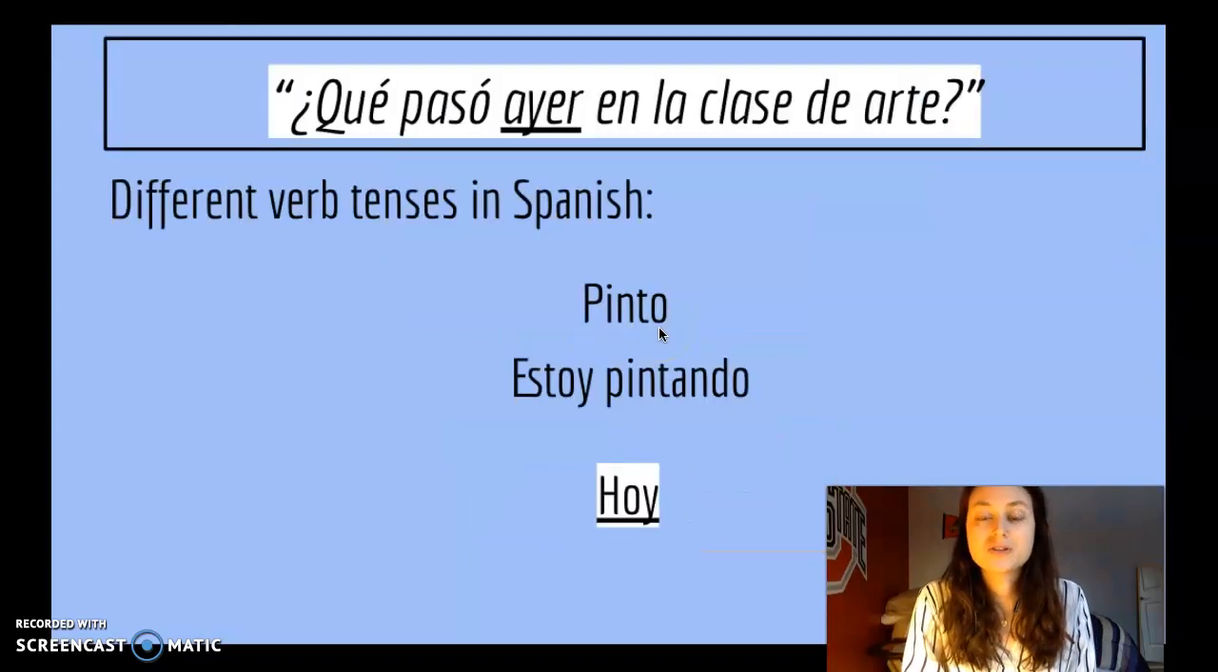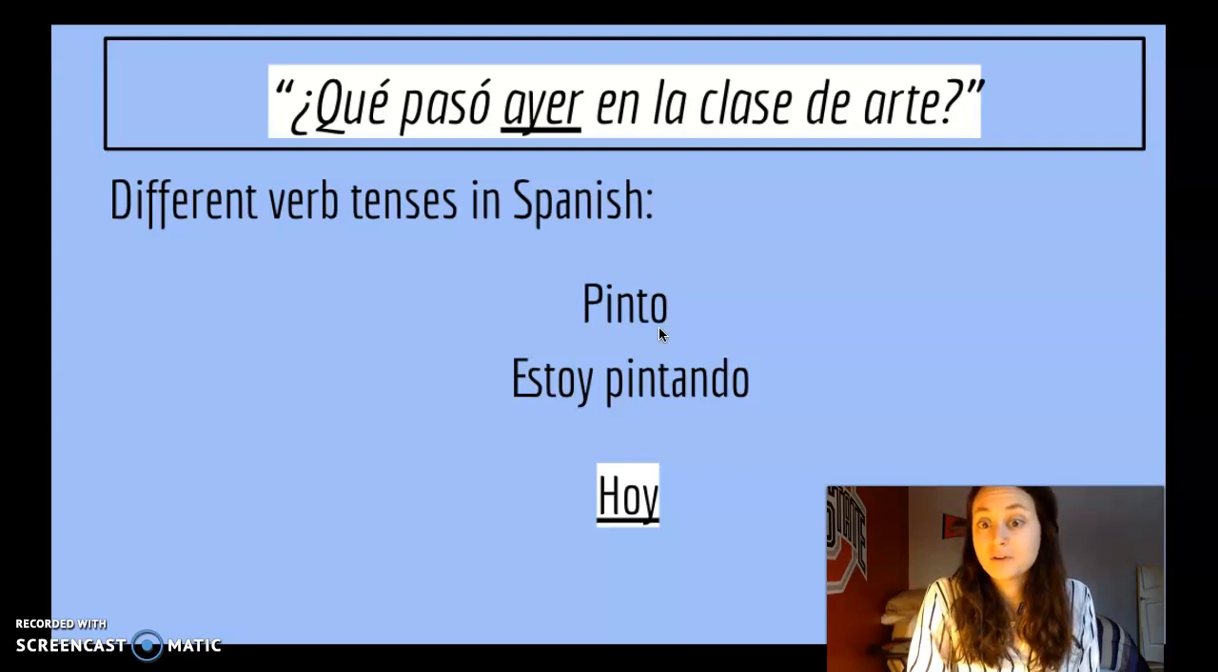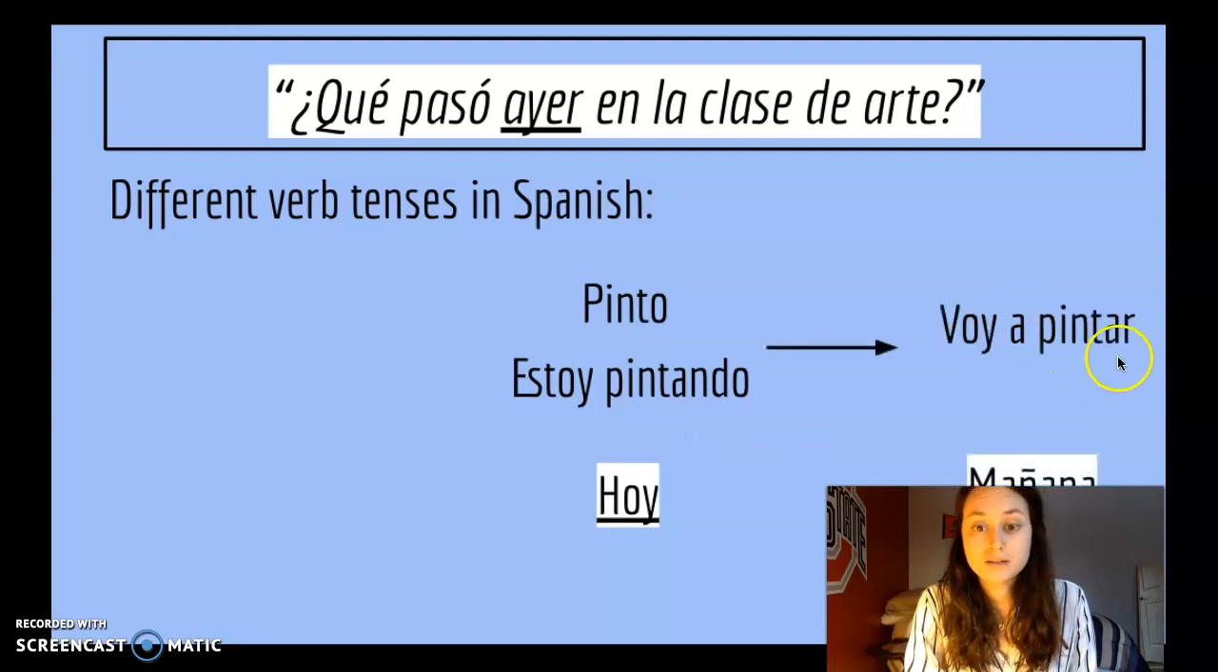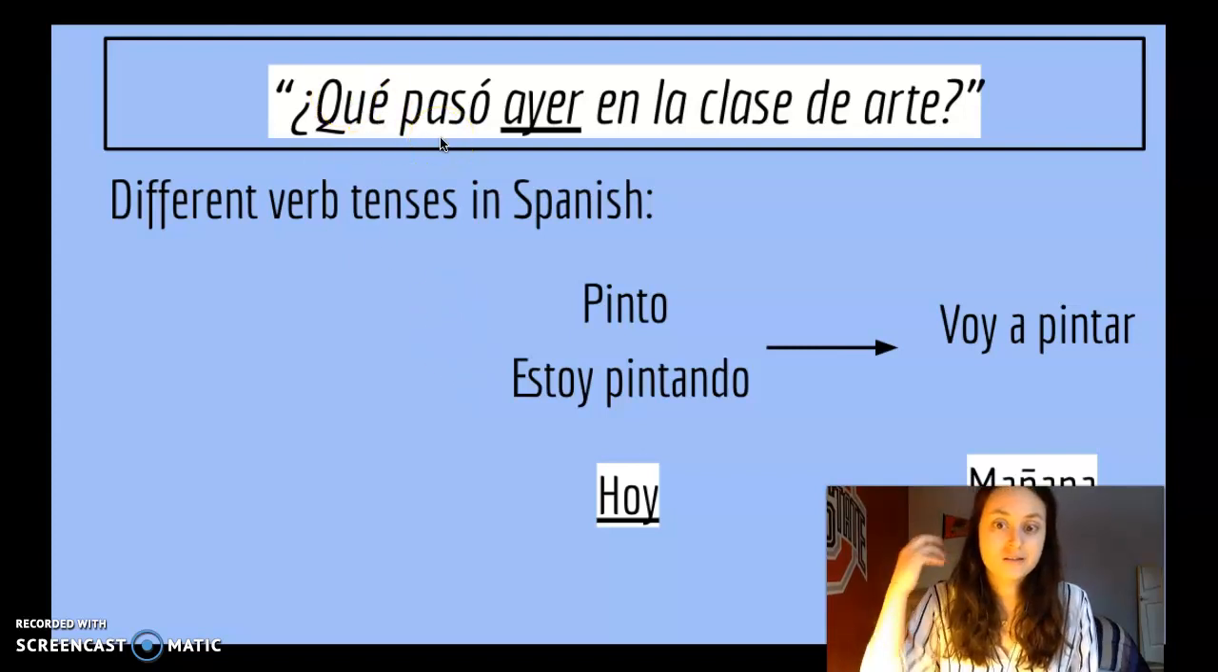So, just as a refresher, you already know how to say a few different things in Spanish in terms of verb tenses. You know how to talk about things you do generally, like yo pinto, like I paint, or you could say I am painting, right, in the present progressive. You can also say I'm going to paint in the simple future. But what we haven't learned how to say is what happened yesterday, like how to use the past tense. Like if you wanted to say yesterday in art class, I painted a picture, how would you do that?